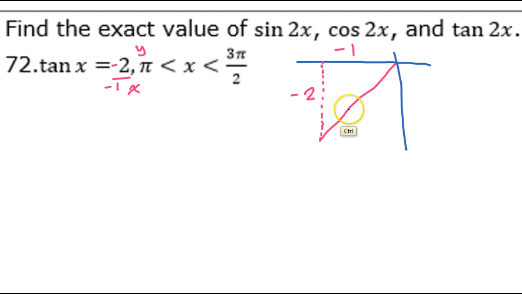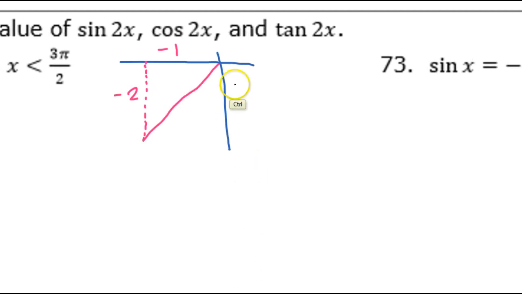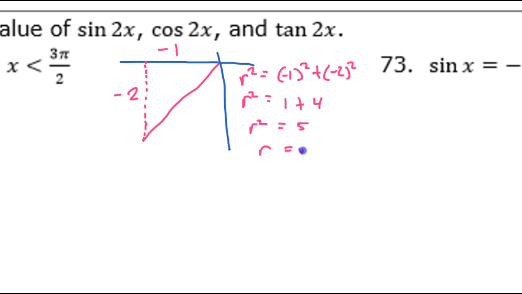Okay, we are going to need to find the r value. So we got to do a little bit of a Pythagorean theorem. So maybe I'll do that over here. So I know that r squared is equal to x squared plus y squared. So r squared is equal to 1 plus 4. So r squared is equal to 5. So r is equal to the square root of 5. So this is the square root of 5.